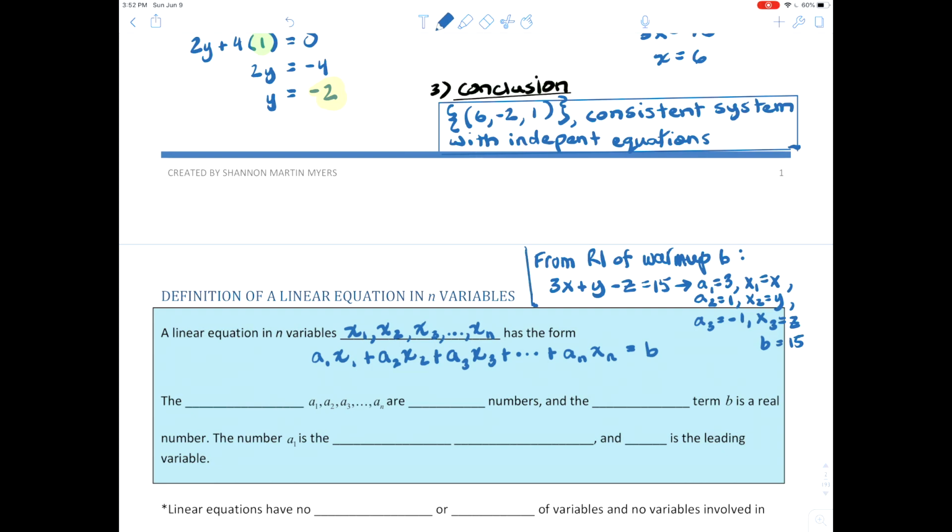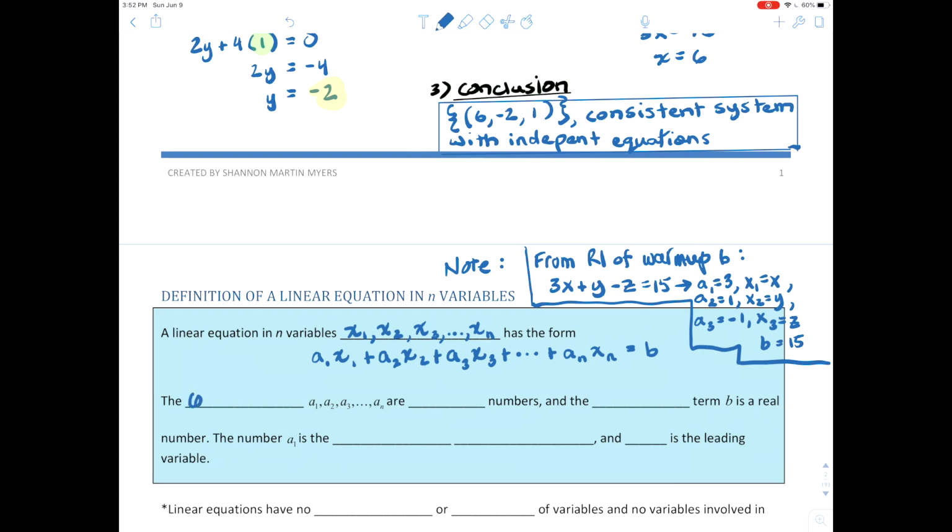So you can see that, this is a note, you can see that systems are going to be made up of several of these linear equations. Cool? All right, so then let's continue.